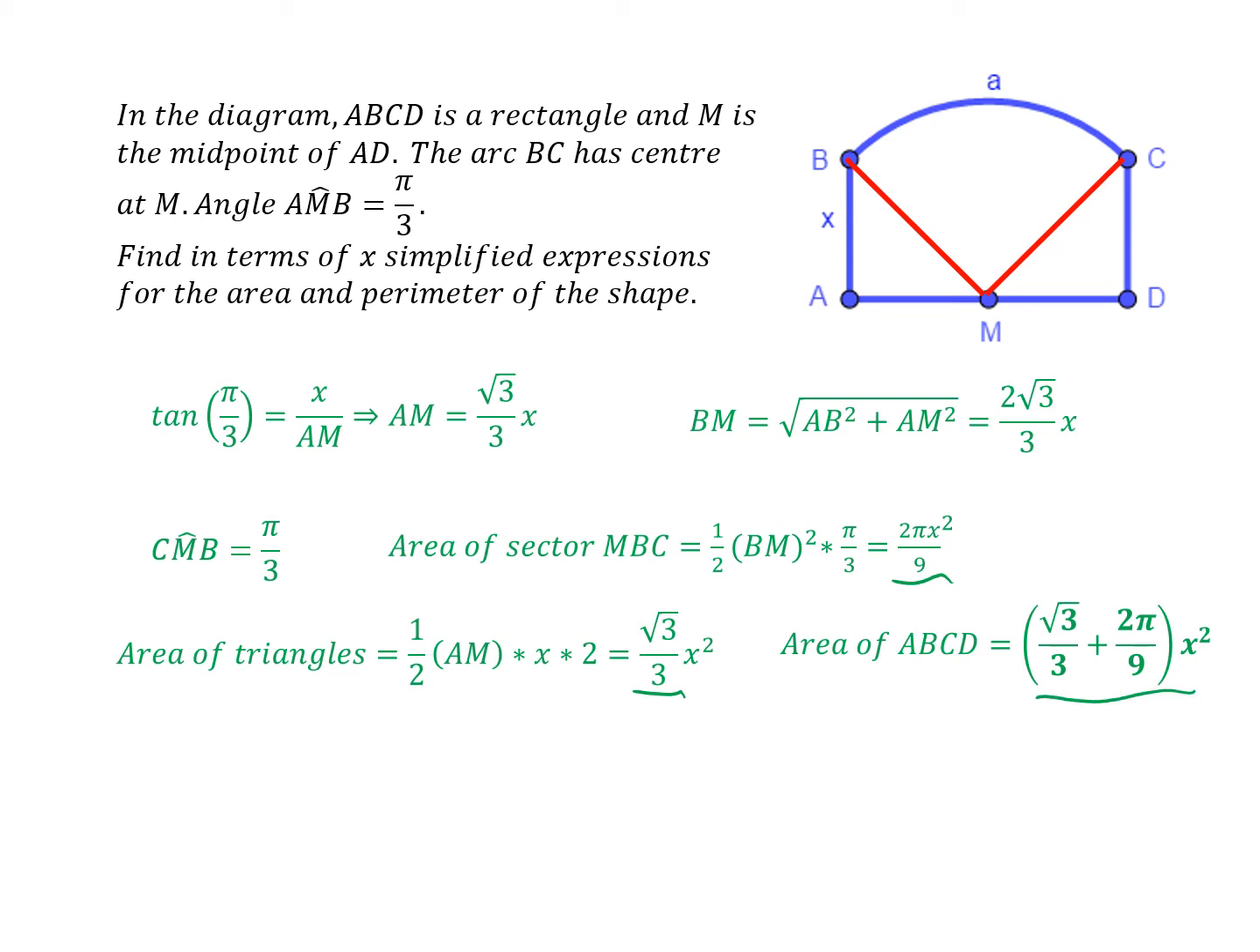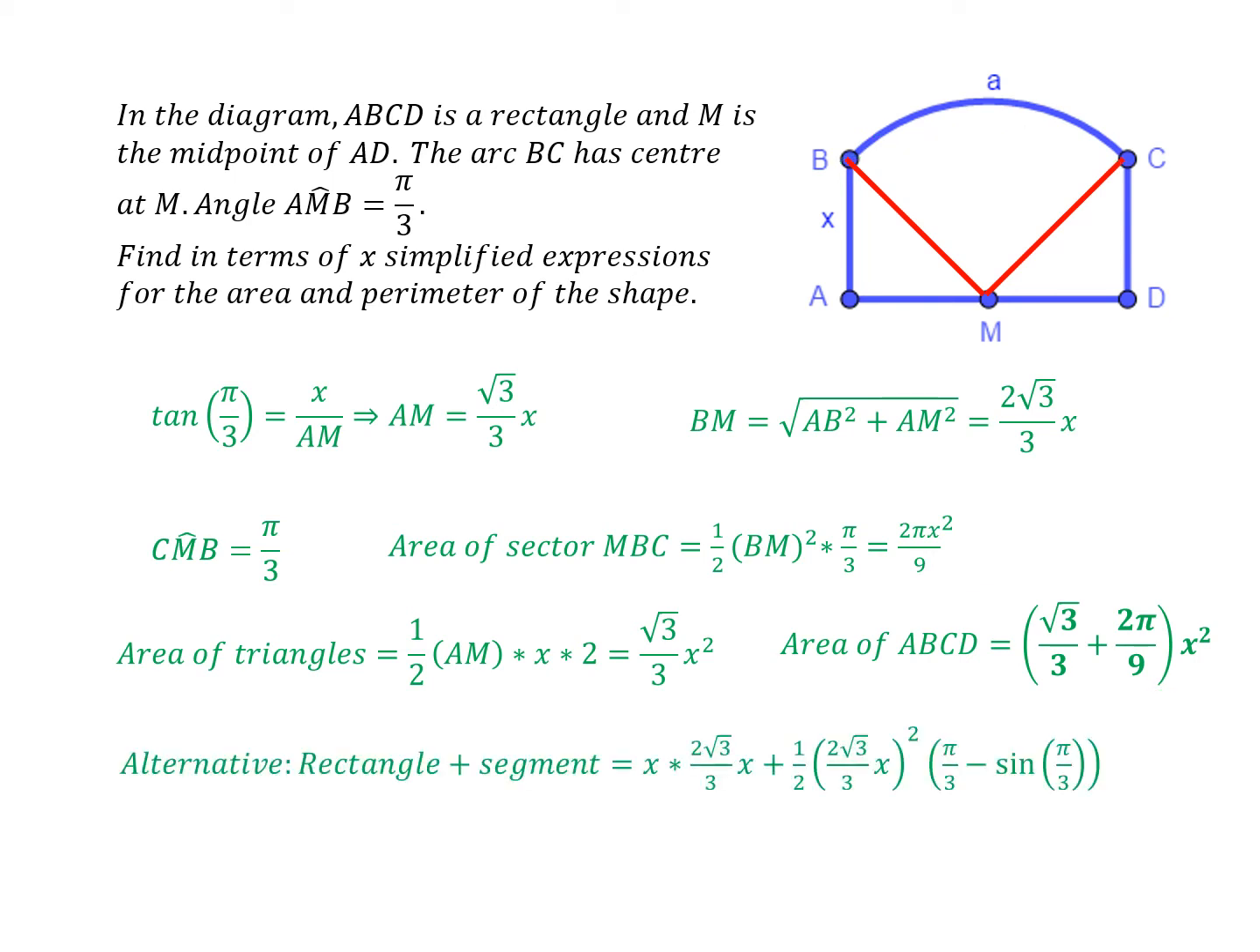I could have taken the alternative approach of splitting this up into a segment and a rectangle, and the rectangle is just the base times the height, and then for the segment it's a half r squared times theta minus sine theta, and that simplifies down to the same answer that we had before. Okay, so I've found a simplified expression for the area.